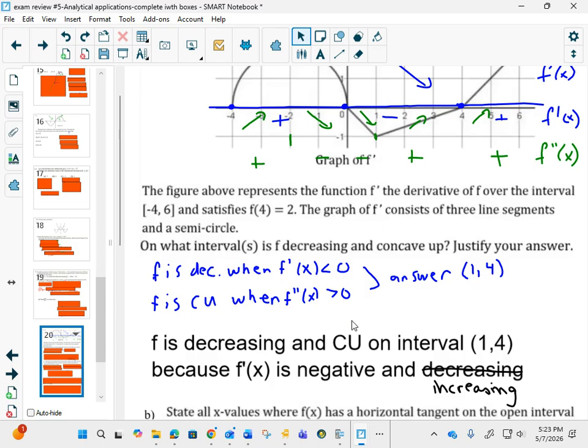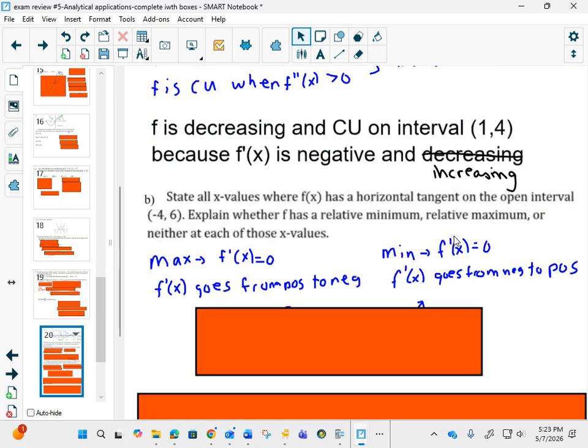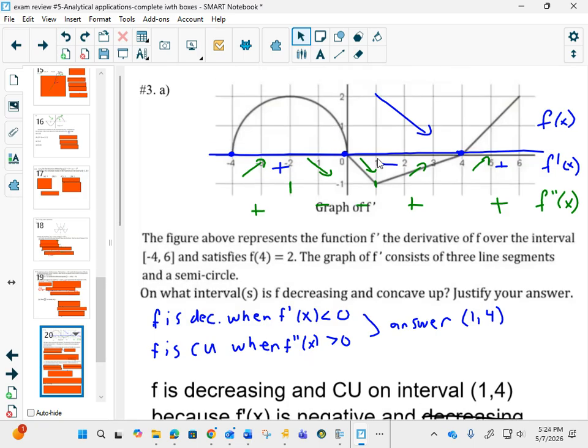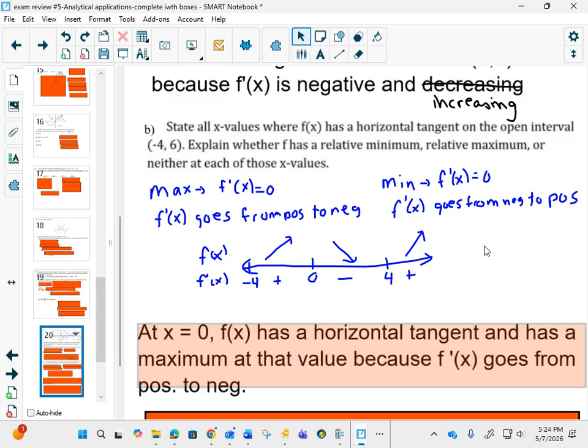So when we look at our graph, I've got the 3 dots already highlighted, but we're only looking at -4 to 6 with the open intervals, so I do not have to consider the -4. Just the 0 and the 4. Can you see that you're going from positive to negative? This one is going to be a maximum. And you're going from negative to positive. This one's going to be a minimum. You can draw your number line.